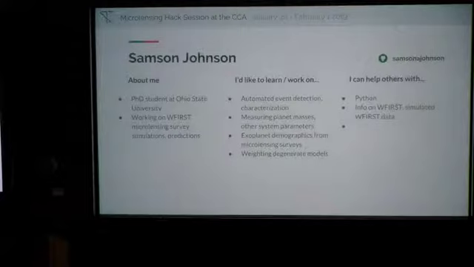For some reason, automated event detection is drawing me in the most, but efficiently pulling out system parameters from microlensing events is also very interesting. And if you don't know how to use Python, I guess I can help you there. Or if you just want general information on WFIRST, I think I can answer at least some questions.